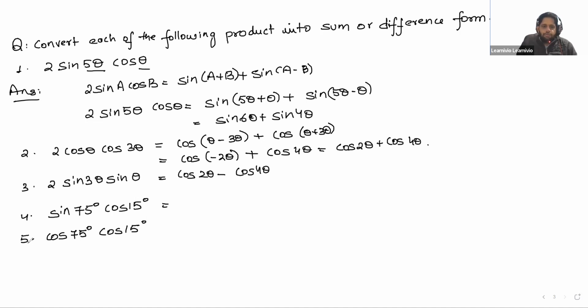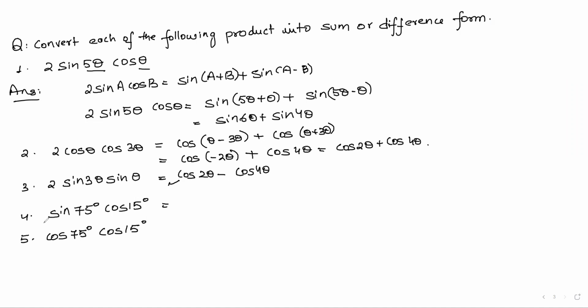Yusra, once the third is completed, please let me know. Done, sir. Okay, very good. Yusra, getting the same answer? I got cos 2 theta minus cos 4 theta. Yes, that's the same. Very good. Please start the fourth one.